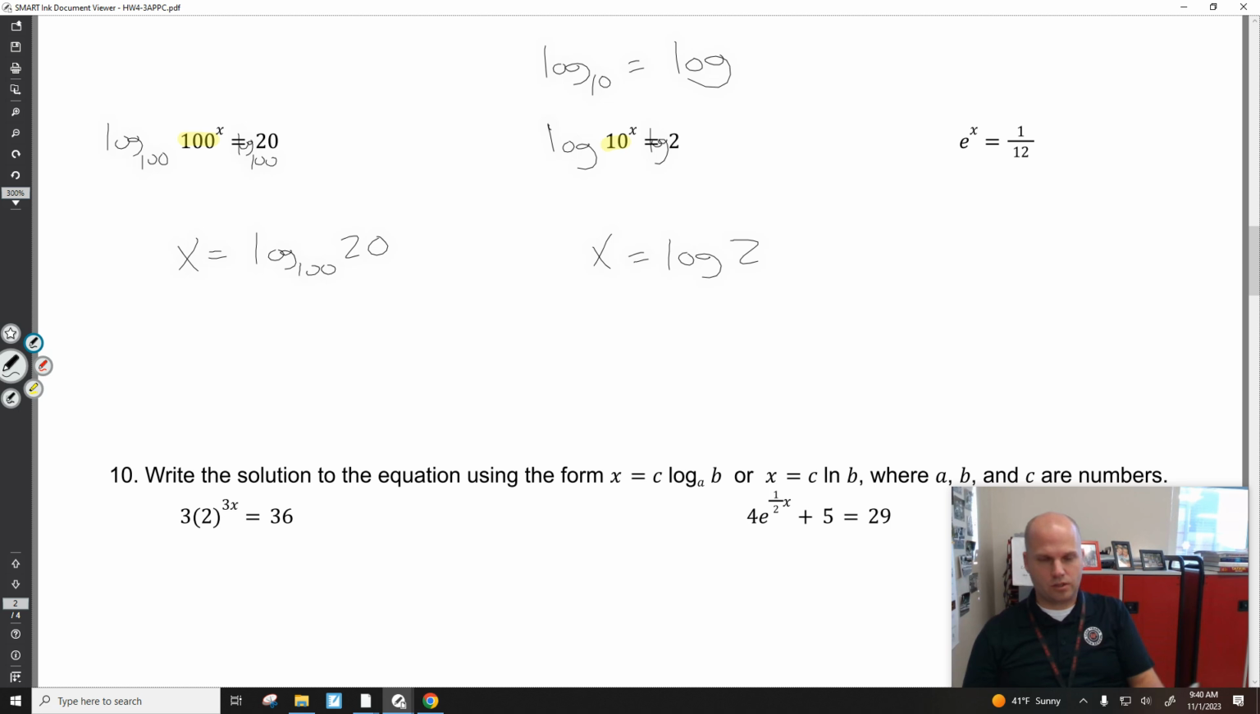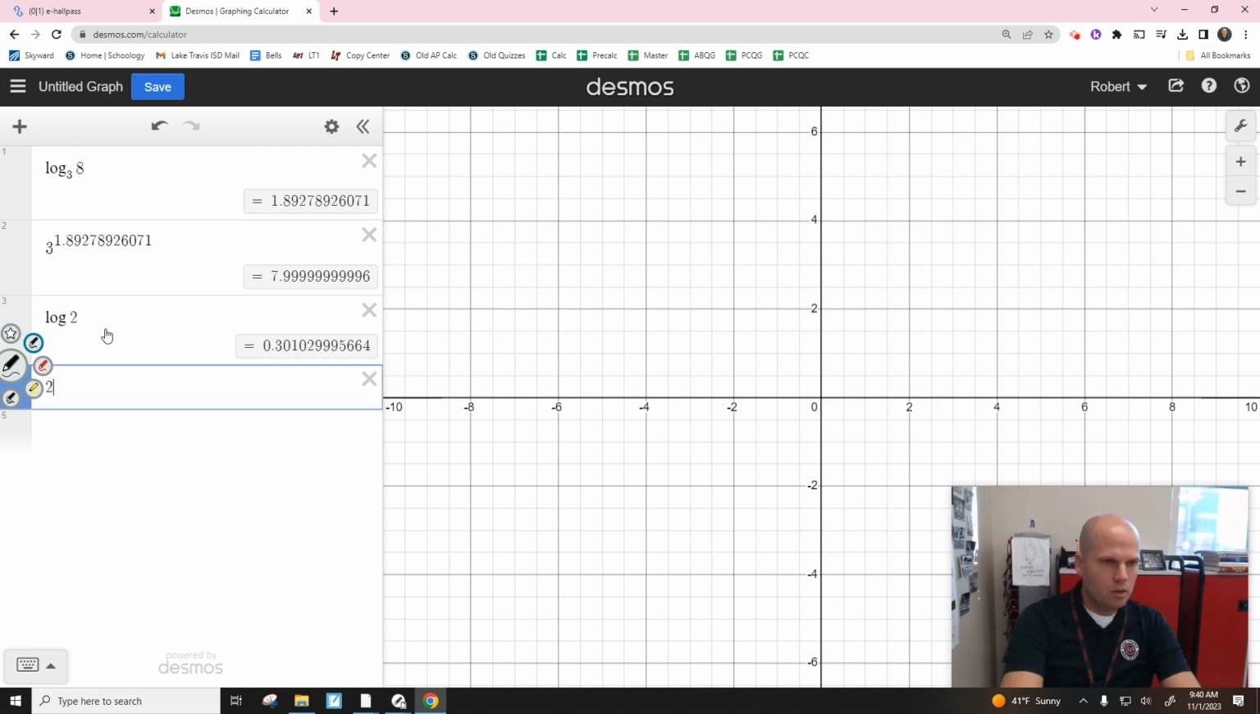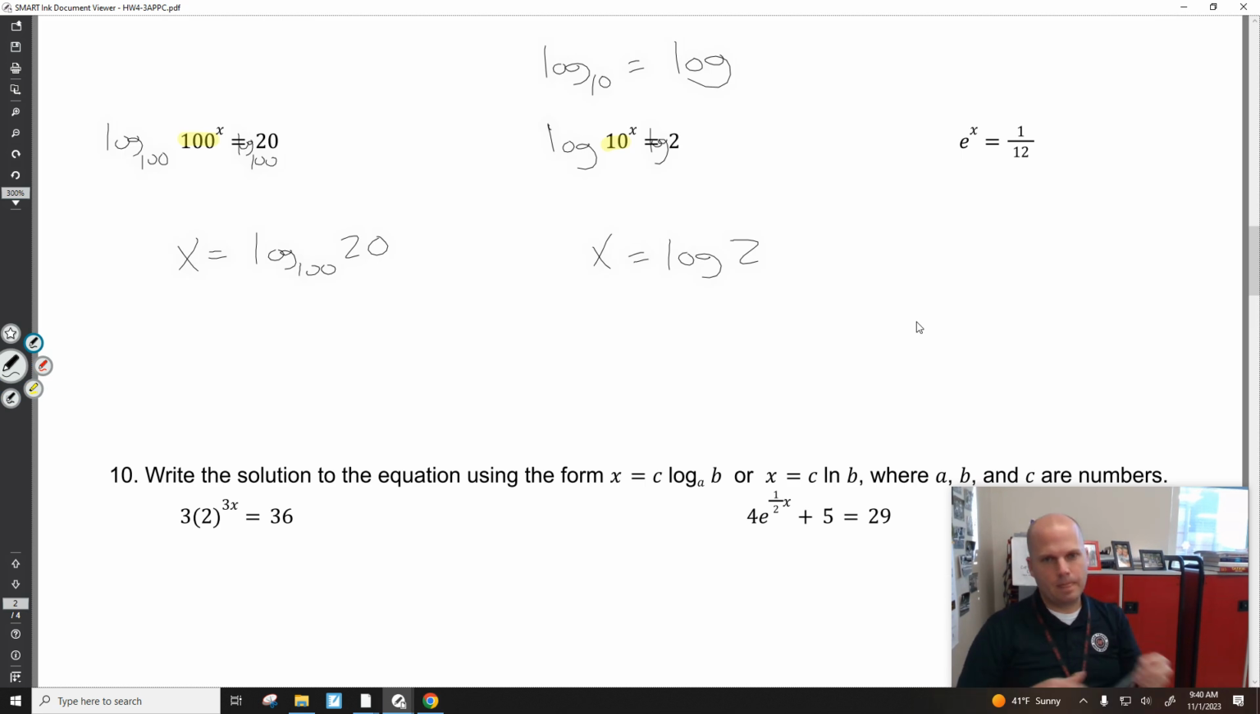You'll get x equals log 2. Again, these are numbers you can find, and you could check that 10 to the log 2 will equal 2. I will type in log 2. My Desmos already assumes that it's base 10. If I change this to base 10, nothing changes. It's 0.301 either way, okay? 10 to that number will give me 2. See how that works? Thank you, mathematics.